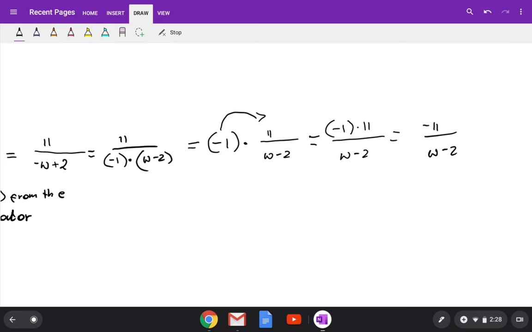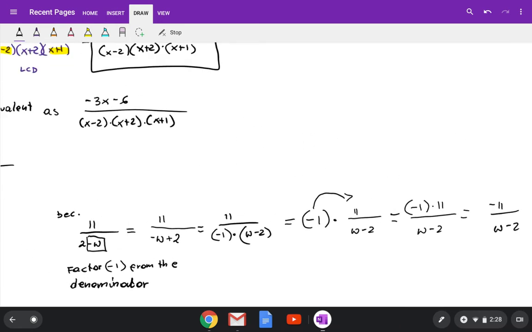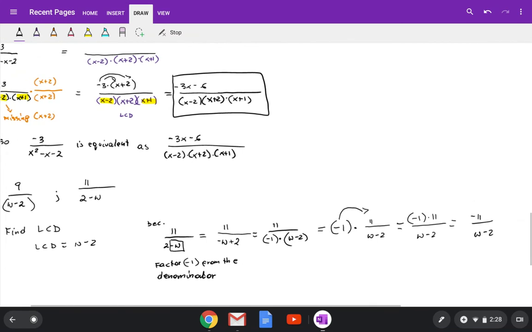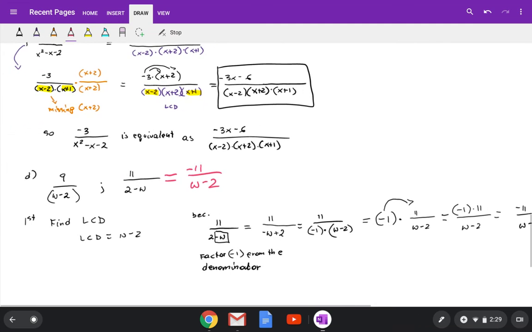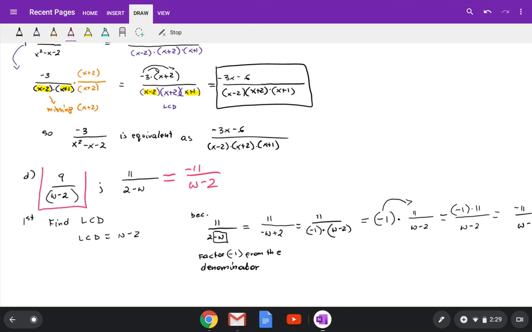So all that work which I showed, I just want to show you that 11 over 2 minus w is the same after we do that simple operation, which means factoring negative 1 from the denominator. So this is equivalent to negative 11 over w minus 2. And now we don't need to do any work because both of them have the same denominator, which is w minus 2, which is our LCD. Okay, that's it. That was the last example from section 15.3.